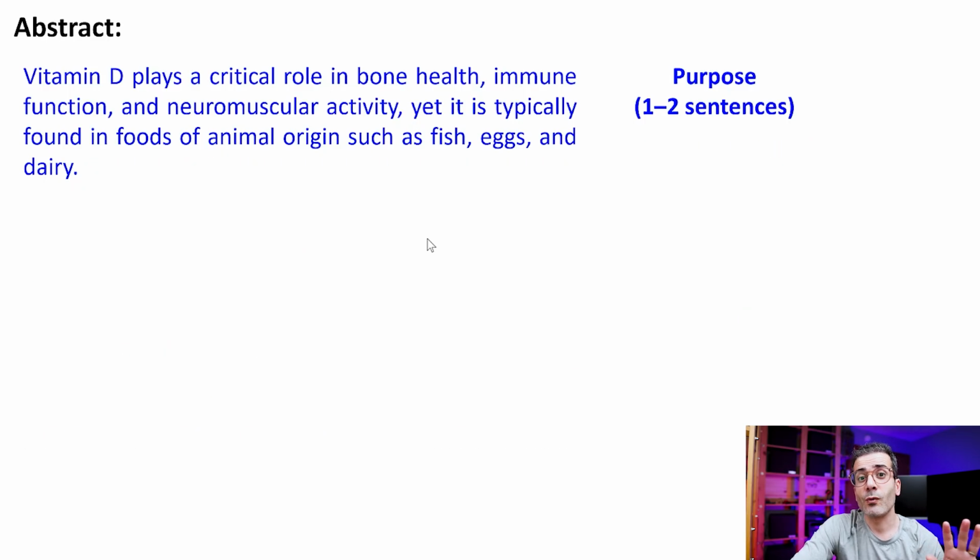First, we are going to start with why this matters. As you know, vitamin D is very important for our body. It helps with bone strength, with the immune system, even muscle function. But the thing is, you usually only find it in animal-based foods like fish and dairy.